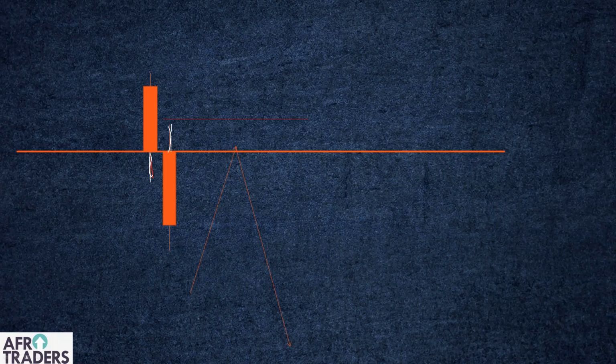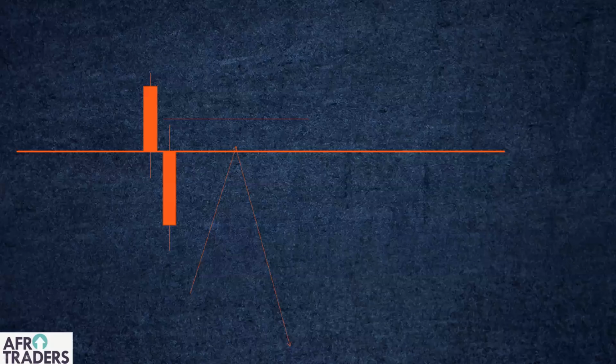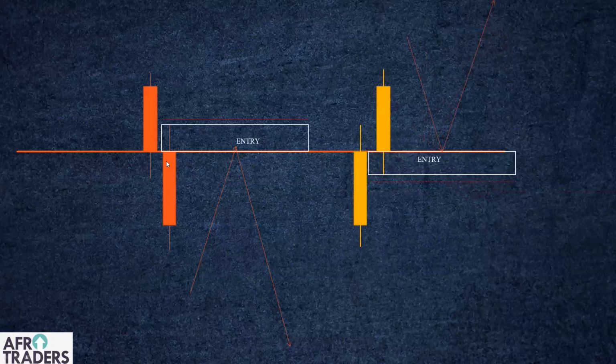So you have the hidden base. This is how we trade a hidden base. This is an entry. But we could mark it here. I think it's supposed to be marked like this. It's supposed to be marked like this.